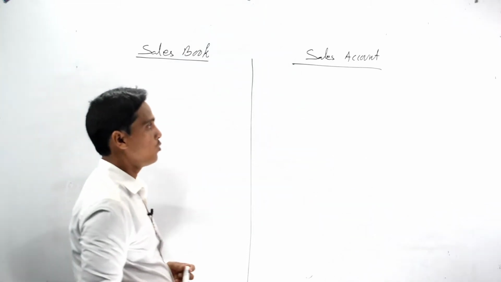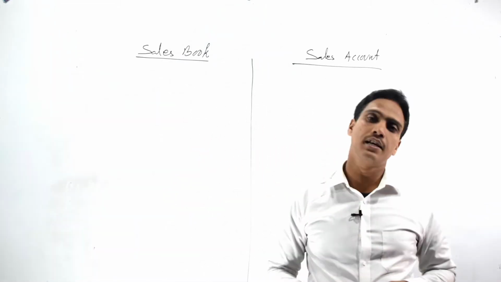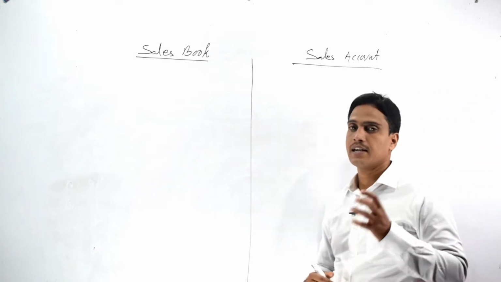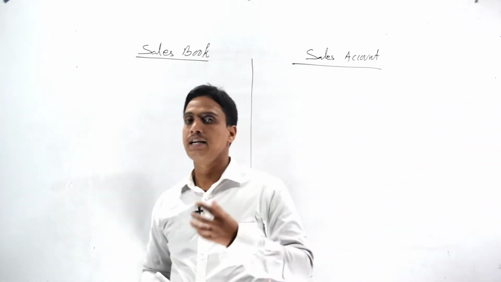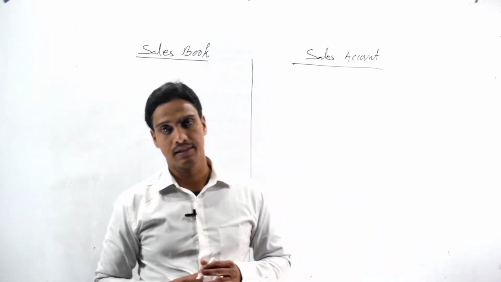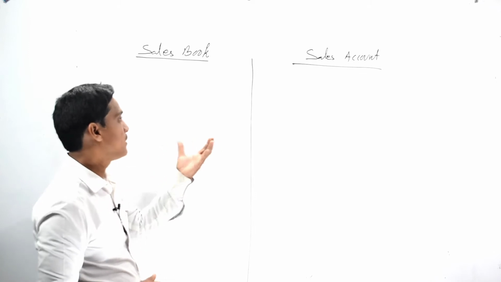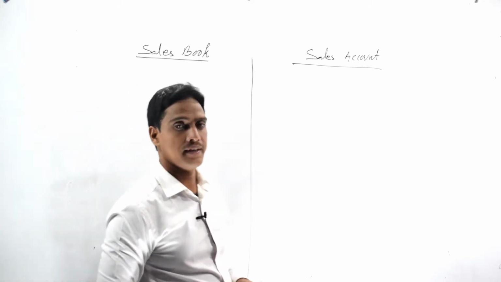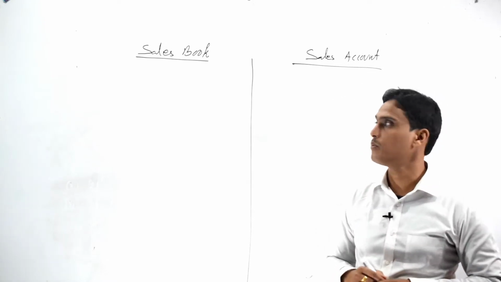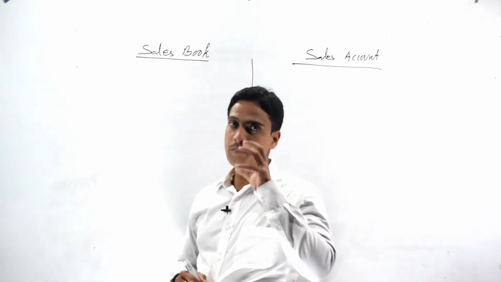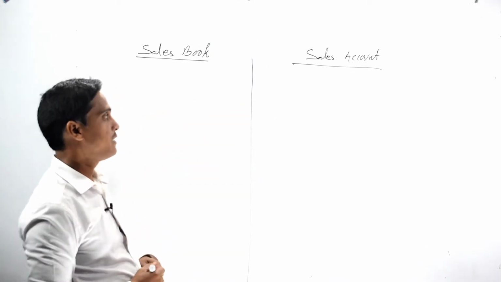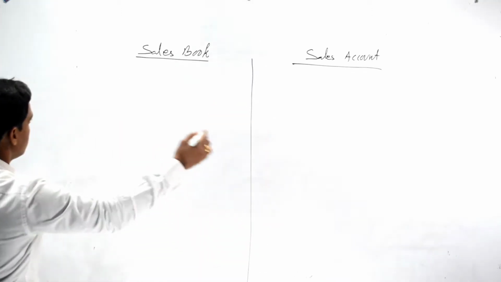The sales book is a subsidiary book, whereas our sales account is a ledger account. So there are so many differences between sales book and sales account. Here we shall discuss one by one some of the important differences between sales book and sales account.